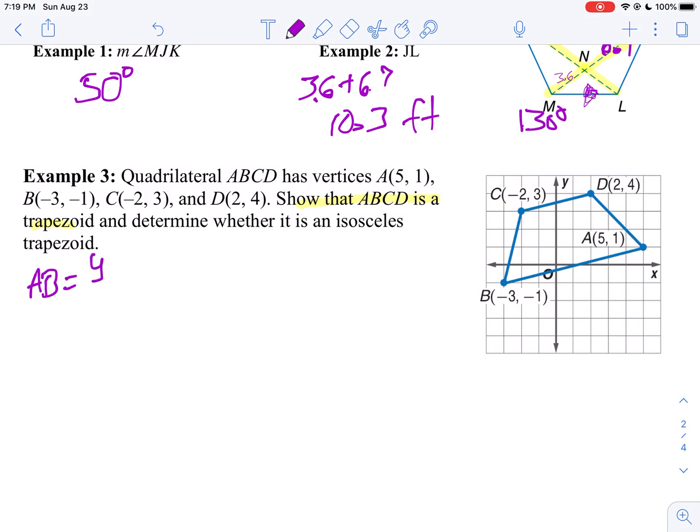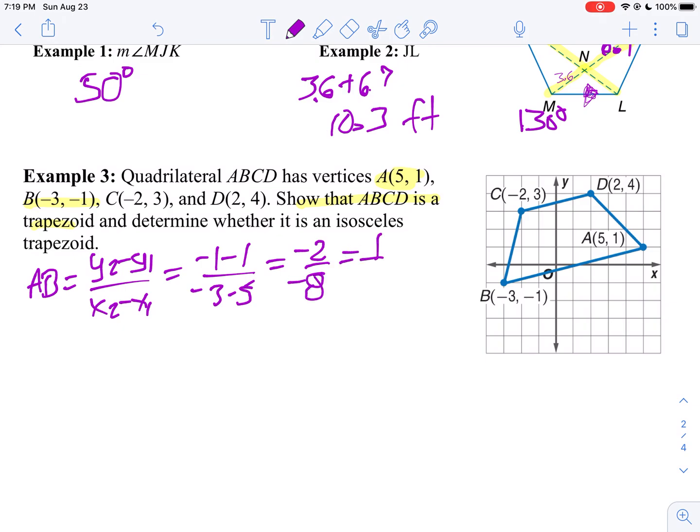Remember, slope is y2 minus y1 over x2 minus x1. So if I look at A and B, I'm going to say -1 minus 1 over -3 minus 5. -1 minus 1 is -2. -3 minus 5 is -8. We'll simplify that to 1/4. Now let's find the slope of BC.